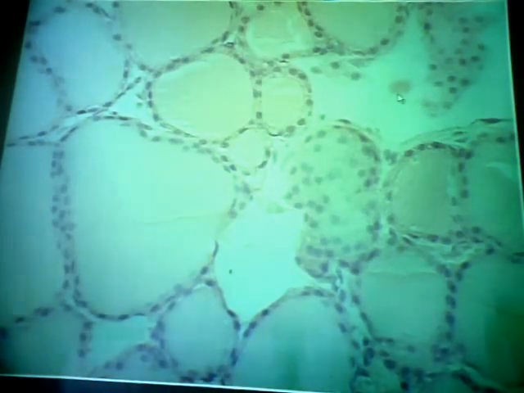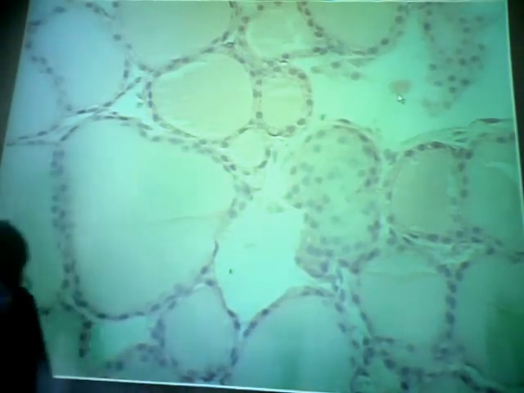Either they produce too much, hyperthyroidism, or too little, hypothyroidism. If they produce too little, what happens is the metabolic rate slows down appreciably. They tend to put on a lot of weight. The heart rate slows. They have trouble thermoregulating. They're freezing all the time.